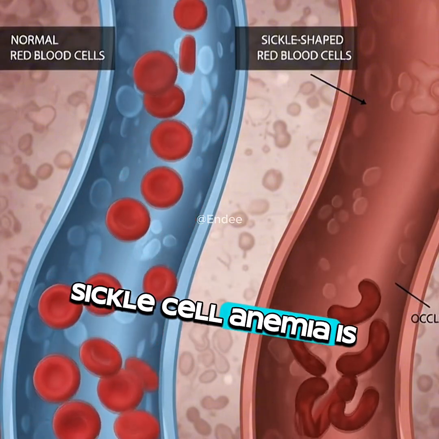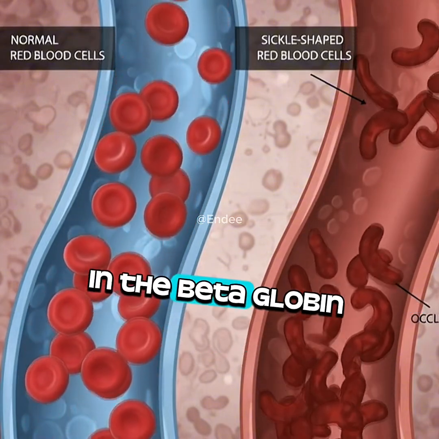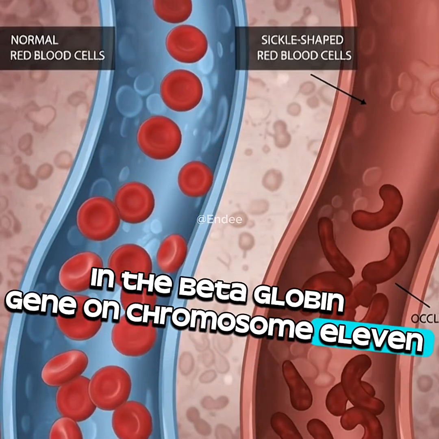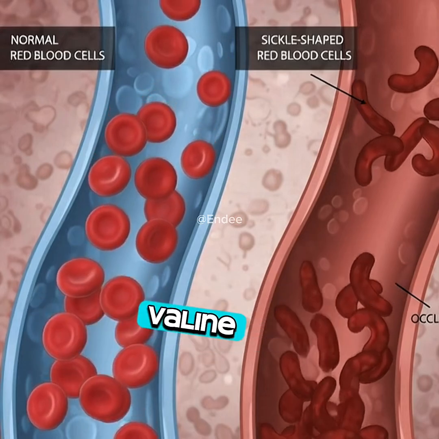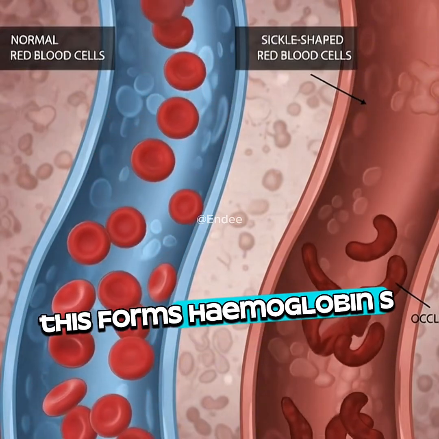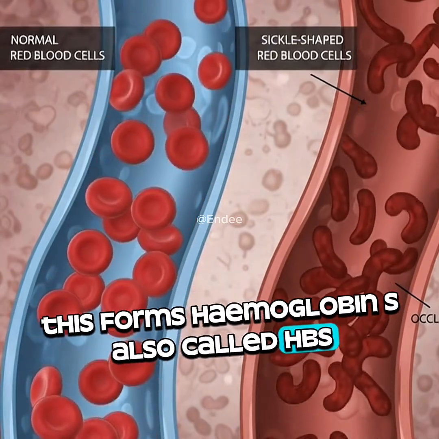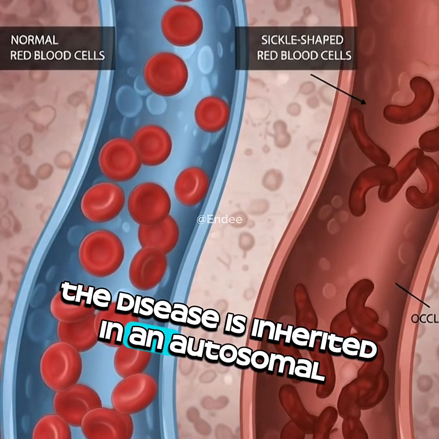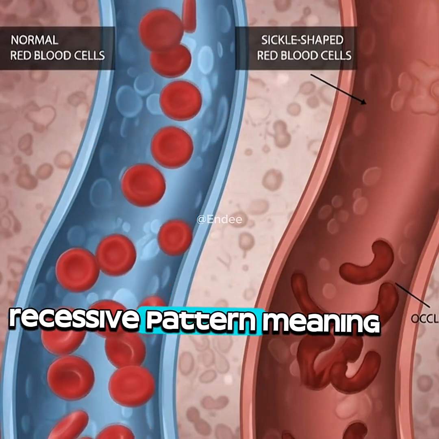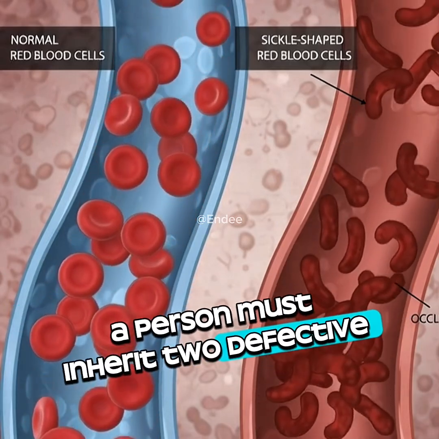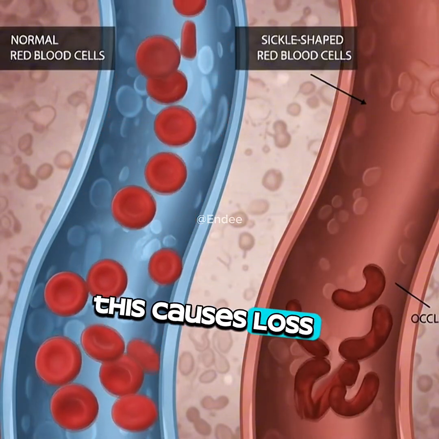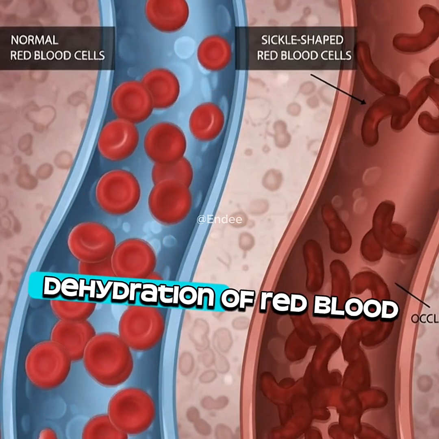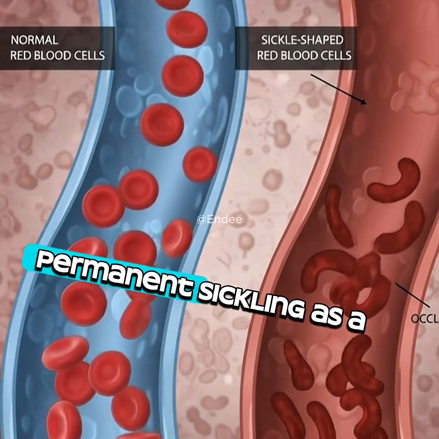Sickle cell anemia is caused by a point mutation in the beta-globin gene on chromosome 11. In this mutation, glutamic acid is replaced by valine. This forms hemoglobin S, also called HbS. The disease is inherited in an autosomal recessive pattern, meaning a person must inherit two defective genes to develop sickle cell anemia. This causes loss of flexibility, dehydration of red blood cells, permanent sickling.